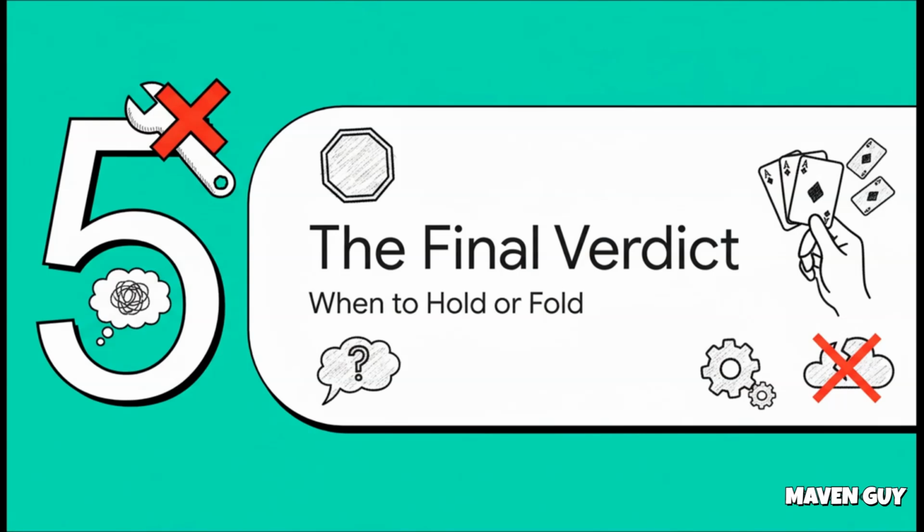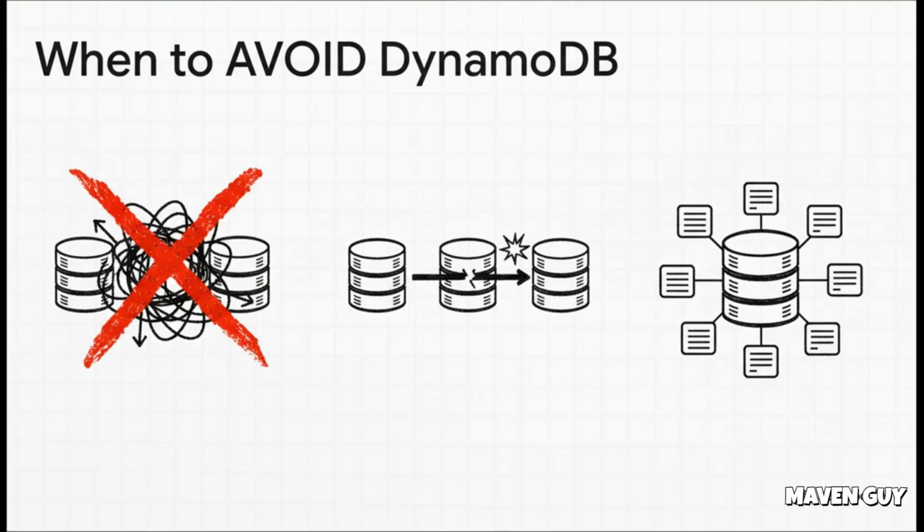So we've talked a lot about when DynamoDB is a great choice. But a senior engineer knows that the most important skill is understanding the limits of your tools. Knowing when not to use DynamoDB is every bit as critical as knowing when to use it. So here are 3 big red flags to mention. First, if your design requires complex, ad hoc queries with a ton of joins, you know what? A relational database is just a better fit. Second, for systems that need complex, multi-table transactions, traditional SQL is often the safer bet.